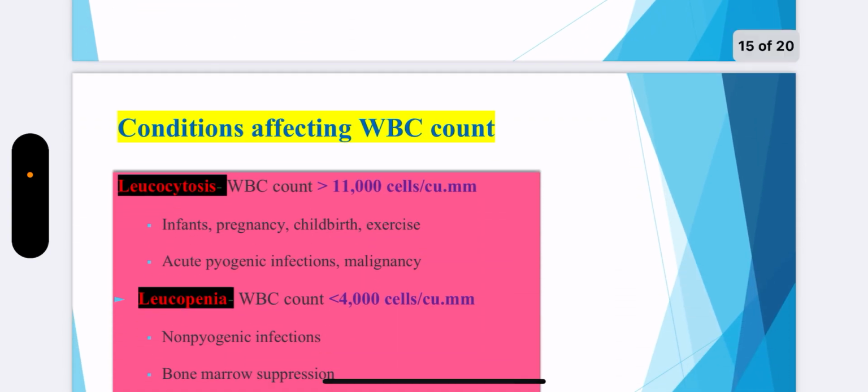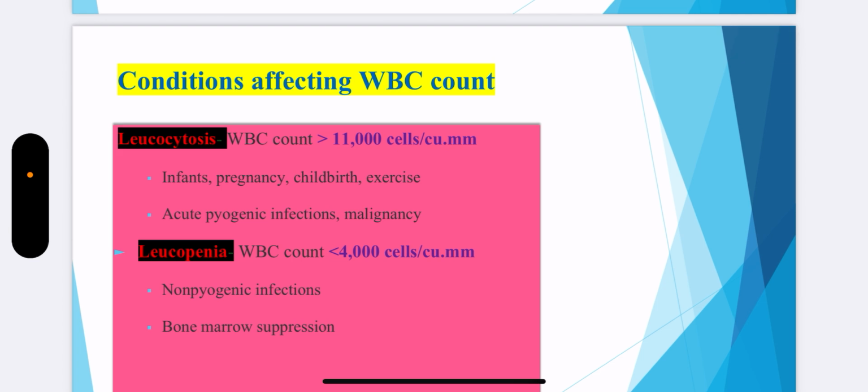Here are the conditions in which the WBC count is altered. First is leukocytosis, in which the WBC count exceeds more than 11,000 cells per cubic mm, seen in cases of infants, pregnancy, childbirth, exercise, and pathologically in case of acute pyogenic infections, malignancies.